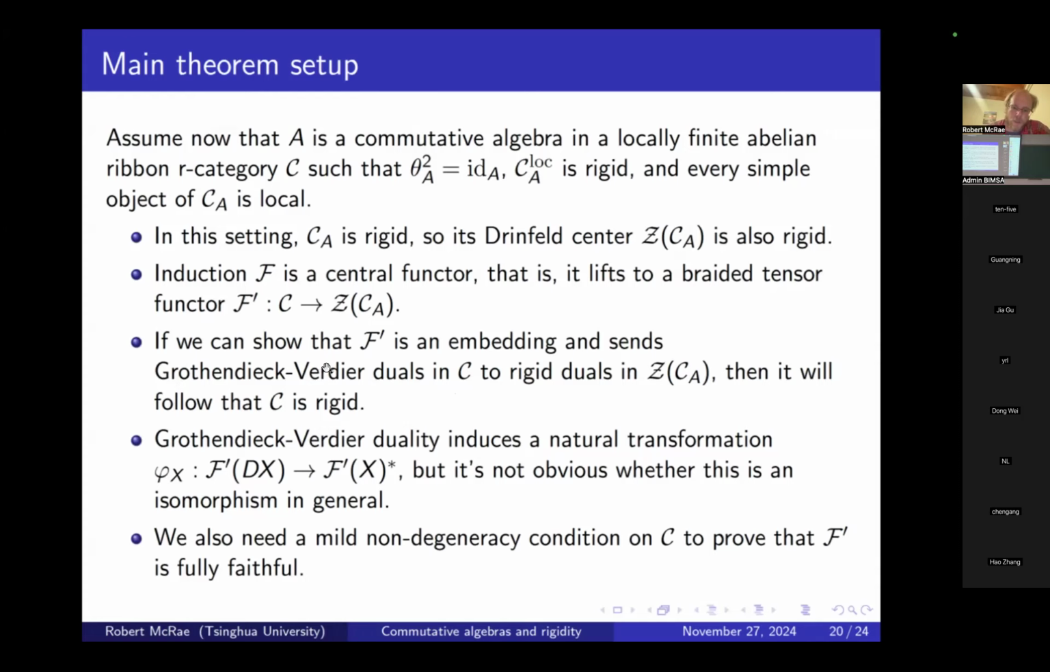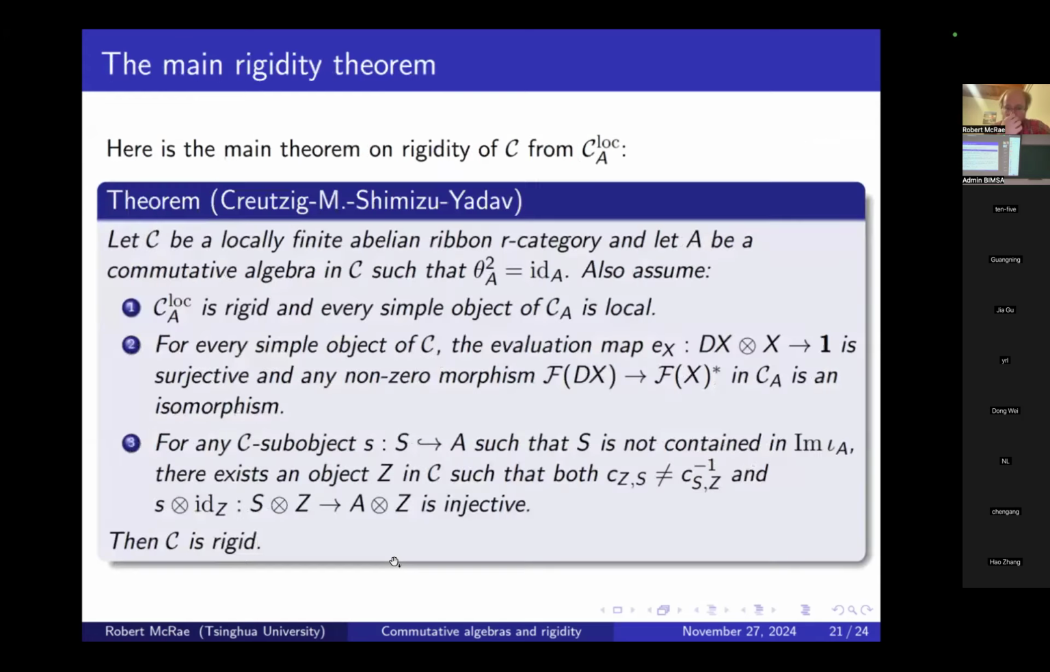About this condition of whether it sends duals to duals, well, the Grothendieck-Verdier duality, you can use it very easily to find a natural transformation from f prime of dx going to f prime of x dual. But it's not so obvious in general whether this is an isomorphism. So we will in general need to do some work in order to show that this actually is an isomorphism. And then also to show that f prime is an embedding, that is fully faithful, we also need some sort of mild non-degeneracy condition on C, which I will state precisely in this theorem here. This is the main theorem that we have in our paper.